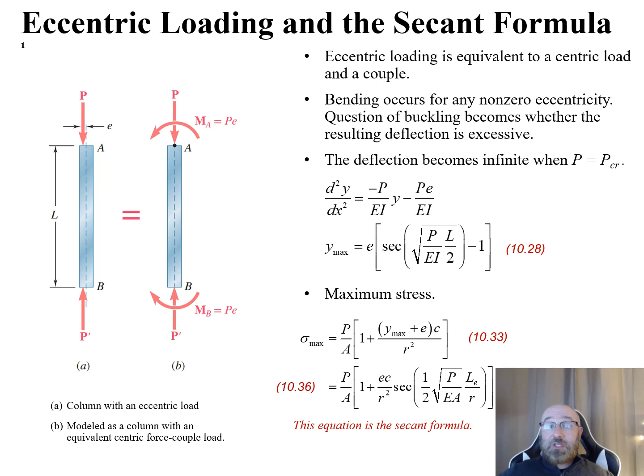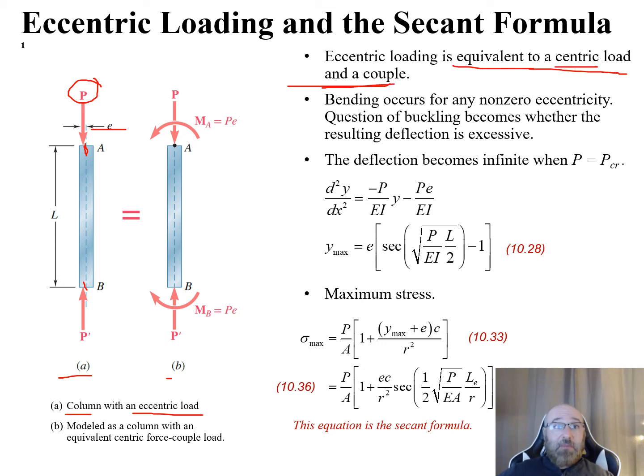So next we're going to discuss eccentric loading and the secant formula. Now if we're talking about eccentric loading, this is going to be equivalent to a centric load and a couple. So let's go over here to our diagram on the left. In part A, what we have here is a column with an eccentric load. This is not over the center of this column here from A to B. You can see it's offset to the left. This load is offset to the left by this distance E. So as we mentioned here, this is equivalent to a centric load and a couple.